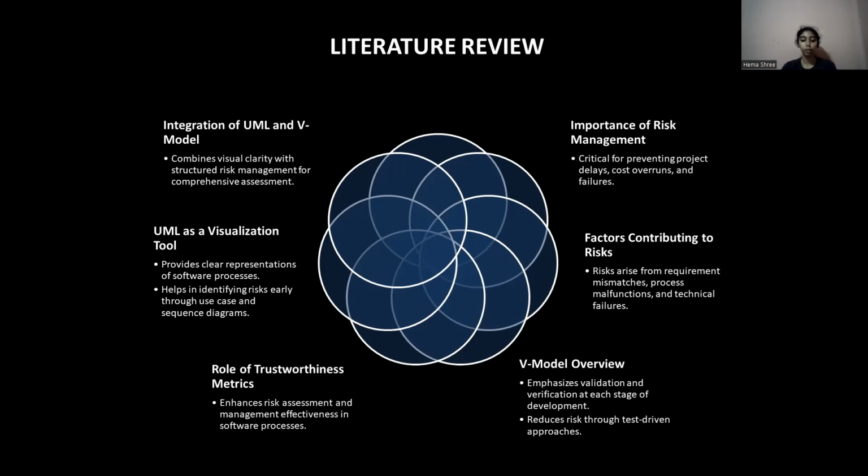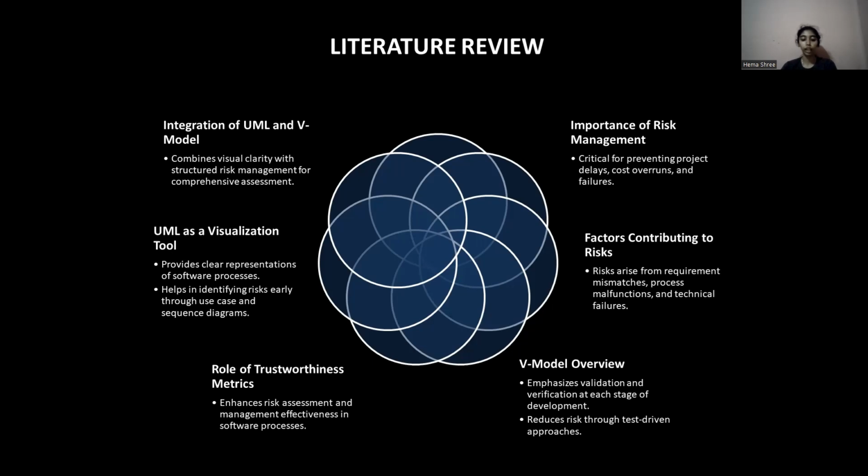Literature review. Risk management is a fundamental aspect of software engineering, with its roots in assessing and controlling uncertainties. According to risk in software project arise from multiple factors such as requirement mismatch, process malfunction, and technical failure. These risks, if not managed appropriately, can lead to project delay, increased cost, or outright failure. Previous studies like the work by Boehm et al. have highlighted the importance of ranking risk based on historical data and using matrices to quantify potential loss from software project risk.